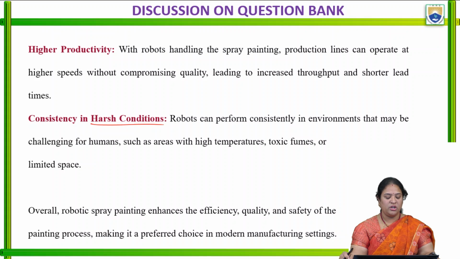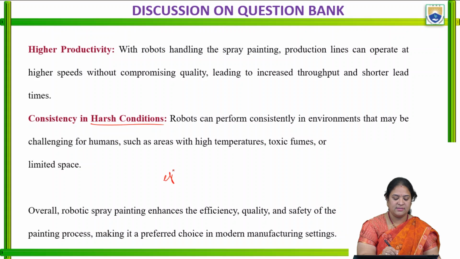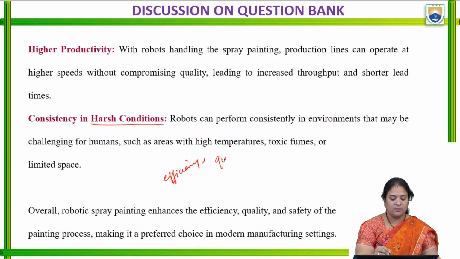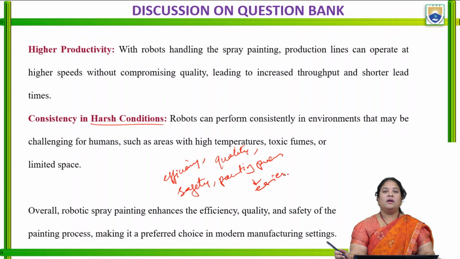Overall, the robots used in spray painting enhance the efficiency, quality, and safety, making the painting process easier in modern manufacturing settings. So this is the use of spray painting with the help of robots in the automotive industries.